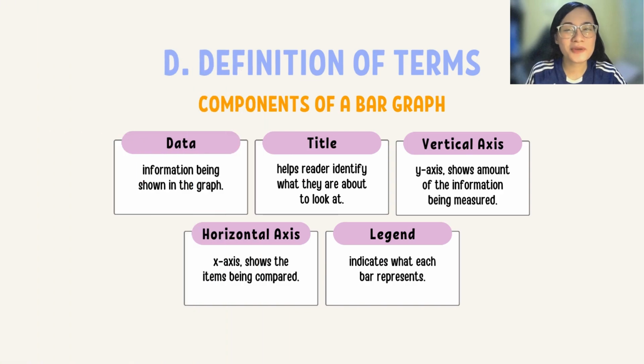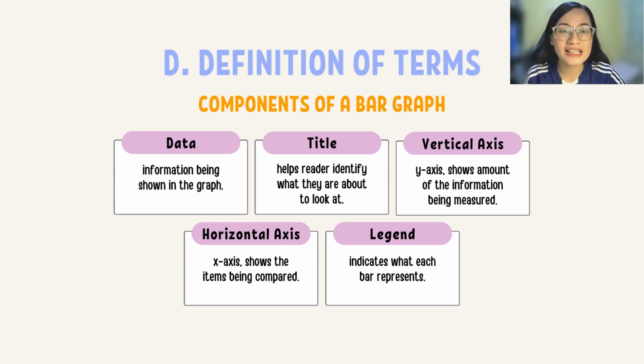So now, there are different parts of a bar graph. First, we have the data. It is the most important part of the bar graph, where it shows the information or data being shown in your graph. Second, we have the title. The title shows a short explanation of your graph. It helps the reader identify what they're about to look at.